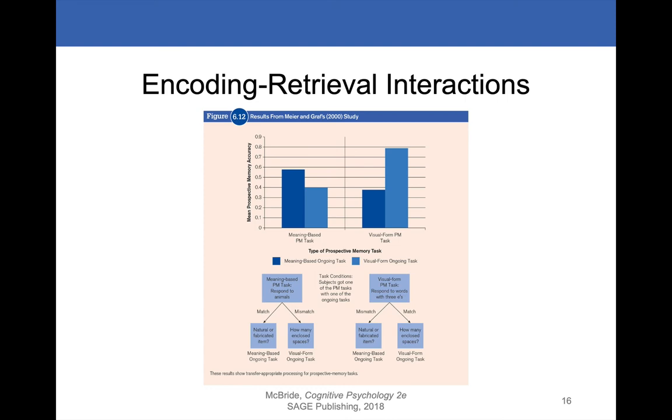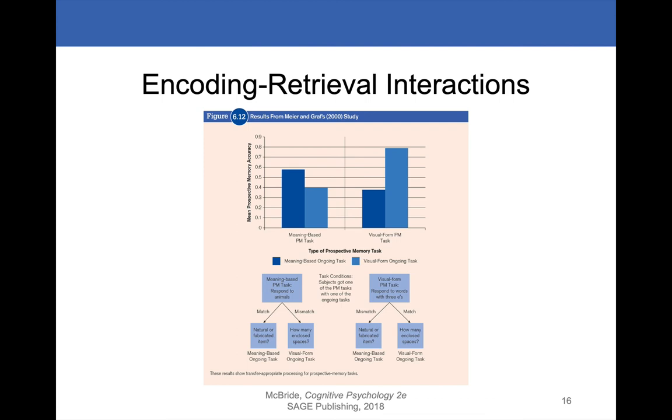So for example, I would ask you to look at a series of words flashing on a screen, and I would ask you to push the button if the word represented an animal. So you'd be looking at all these words, and if you saw the word cat, you'd push the button. If you saw the word elephant, you'd push the button. That's a meaning-based prospective memory task. You have to process the meaning of the word in order to respond properly.